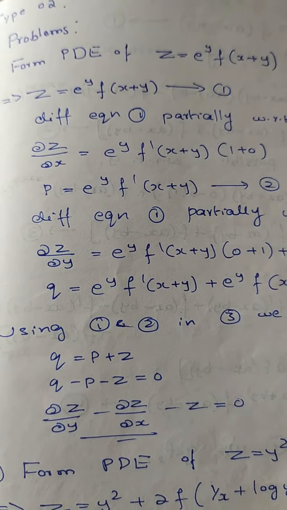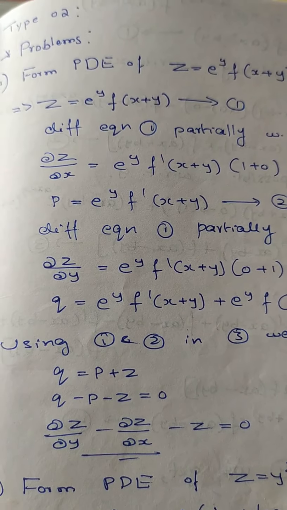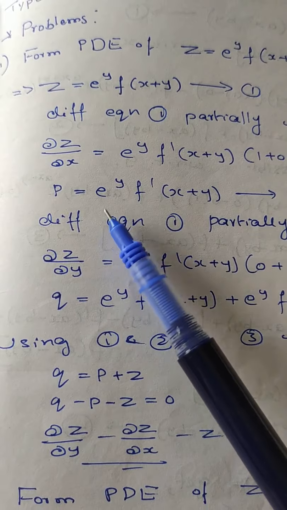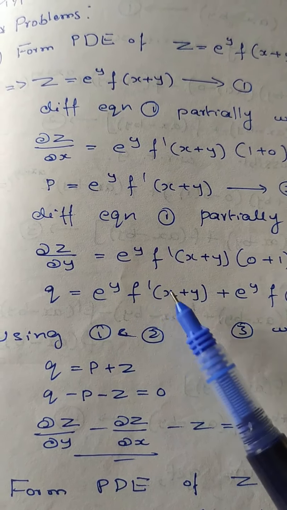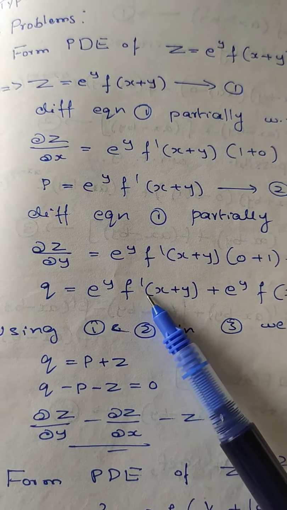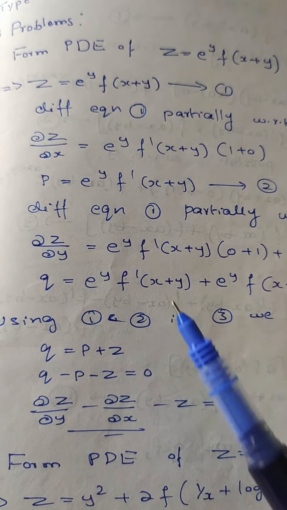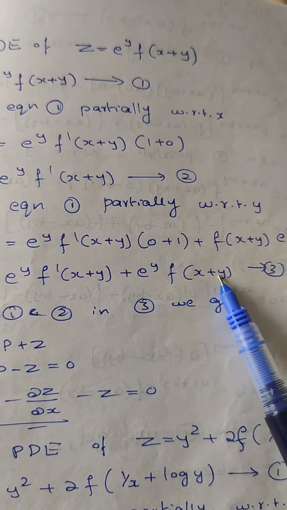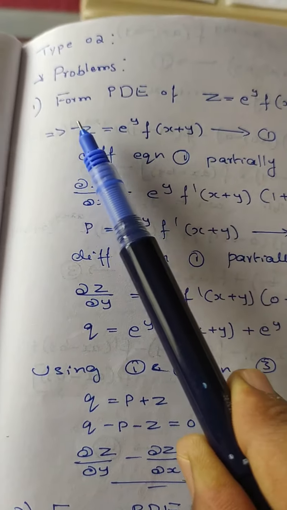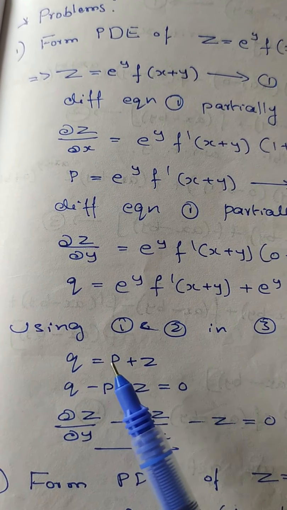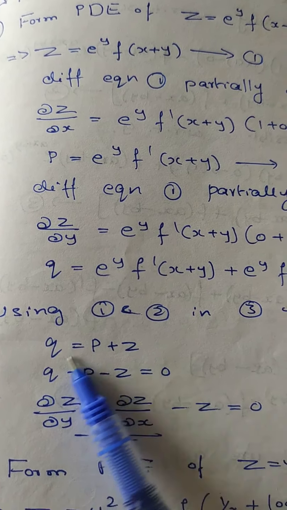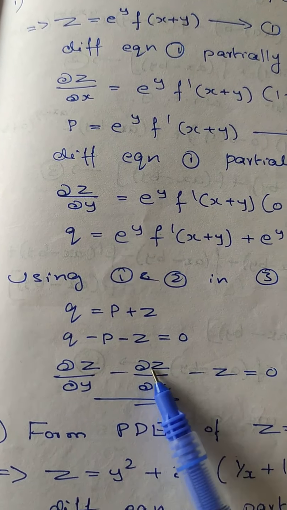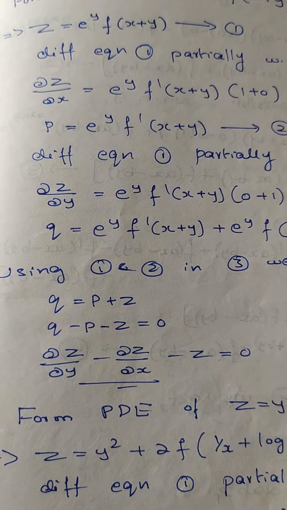Now from these two equations eliminate the arbitrary function. See here, in p we have e power y f dash and q also has e power y f dash. We can replace e power y f dash of x plus y with p. Then we get q equals p plus e power y into f of x plus y. What is e power y into f of x plus y? z. Therefore q is p plus z. Now rearrange it: q minus p minus z is equal to 0. What is q? Dou z by dou y. And p is dou z by dou x. So dou z by dou y minus dou z by dou x minus z is equal to 0 is the PDE.